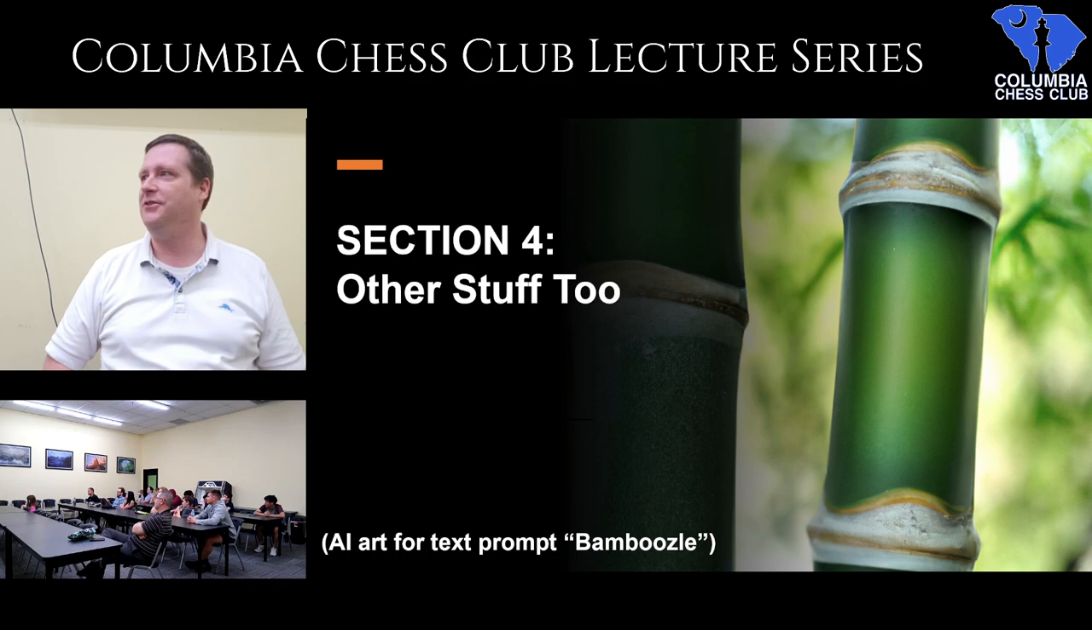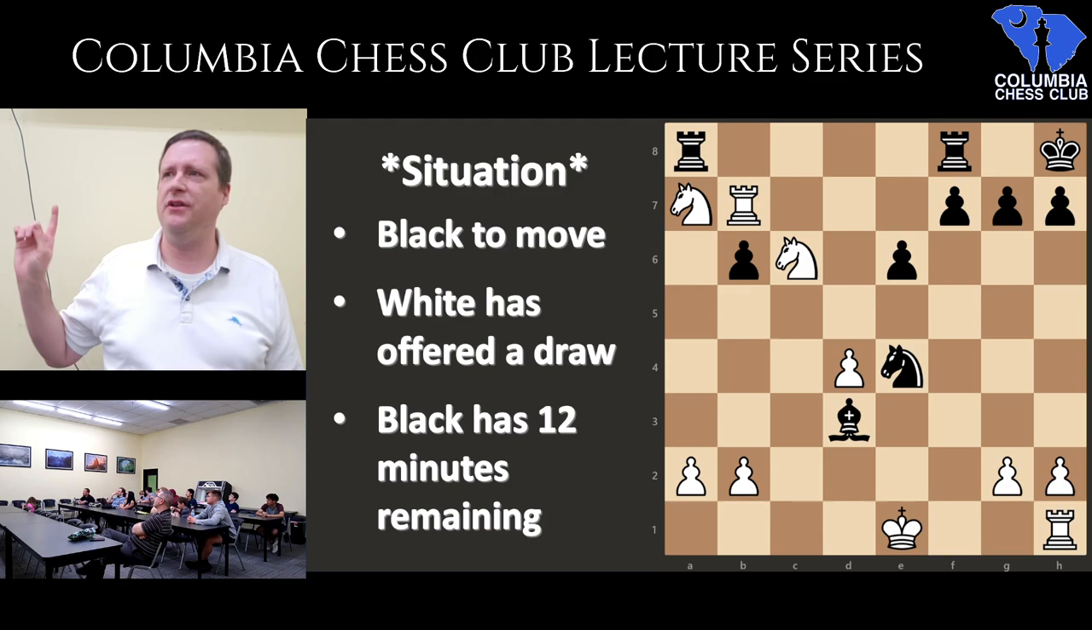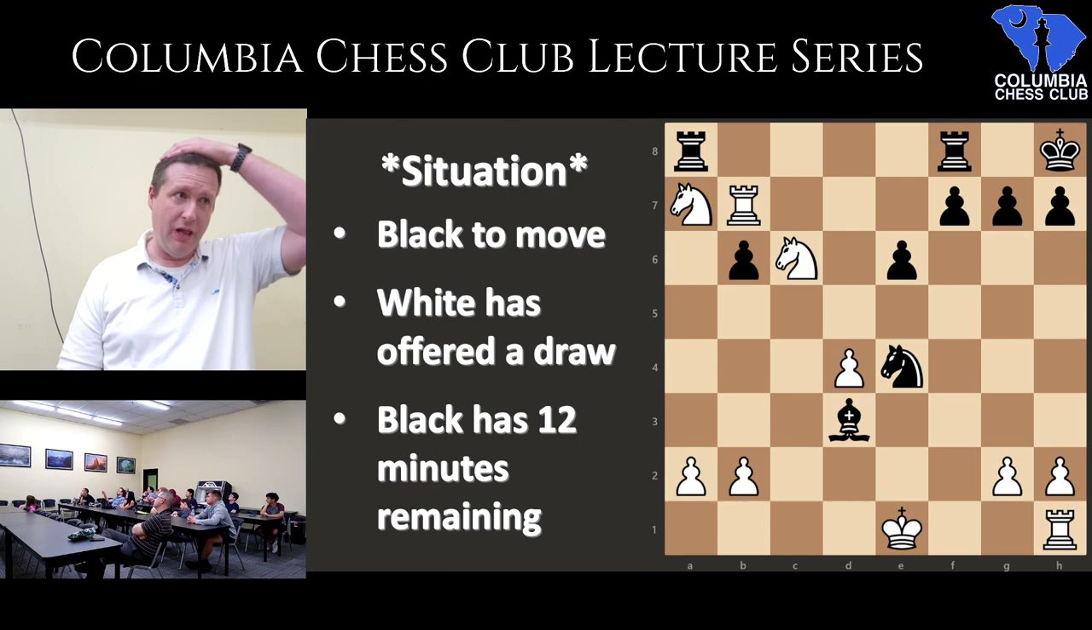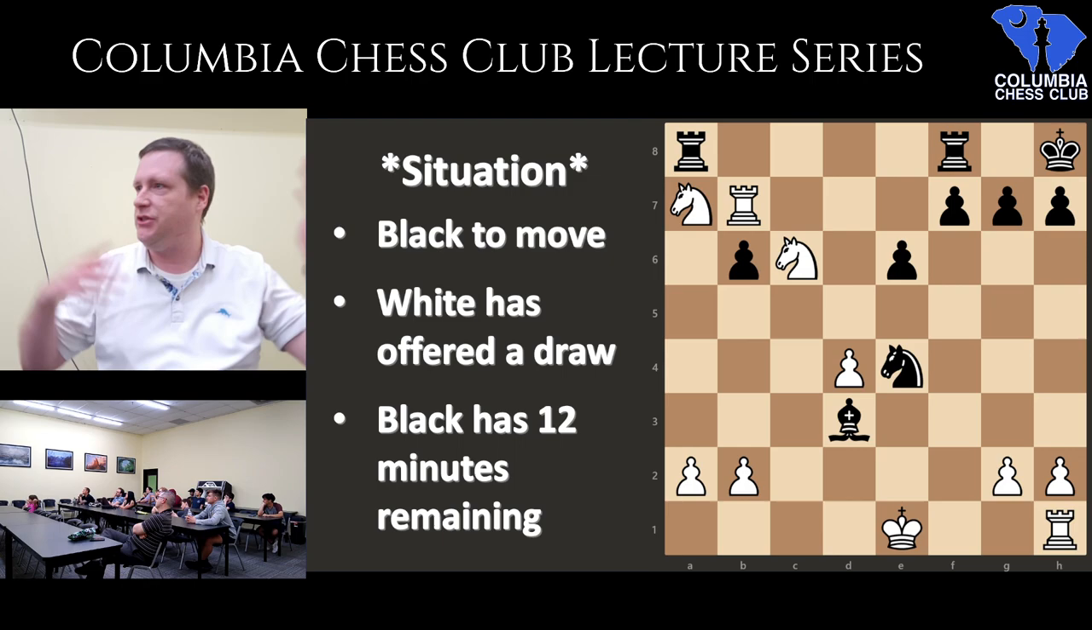All right, that gets us to the last section of this catch-all other stuff, too. Lots of little things in here, just so that y'all know about them. I'm going to start this discussion of this section with this situation. So, this is black to move. This happened in an actual tournament. It was a Game 25 tournament. And white has offered a draw in this position, and black still has half their clock left, 12 minutes left. So the draw is out there.